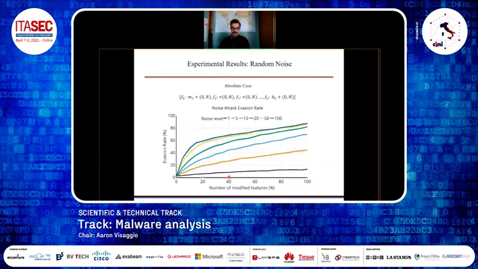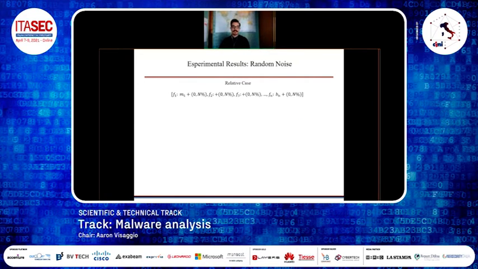And we can see that for different levels of noise between 1 and 100%, the higher the modifications and the noise level are, the higher the evasion rate is. And taking the case of 40% of injected features and a noise level equal to 20%, we have an evasion rate of about 60%.